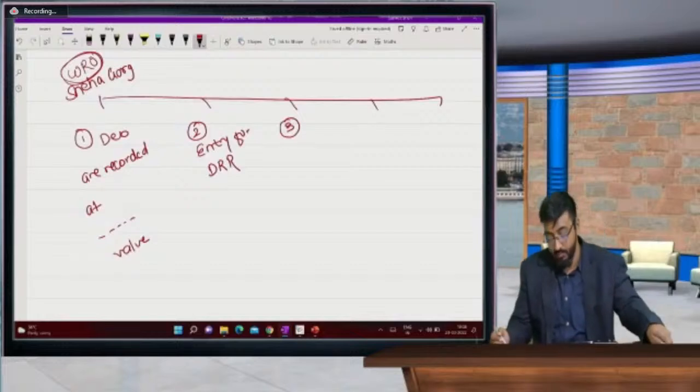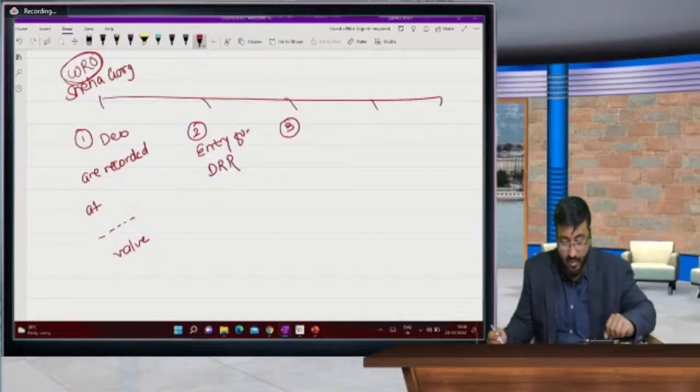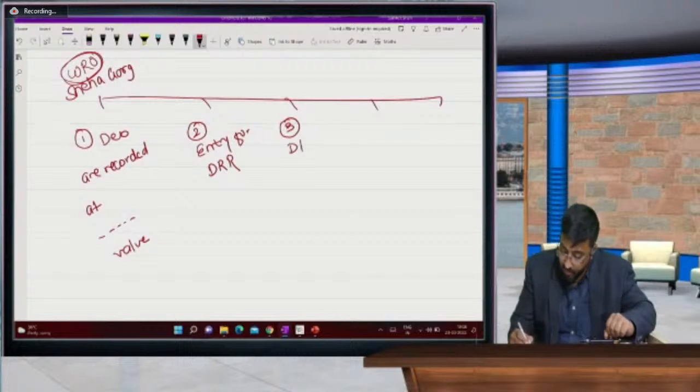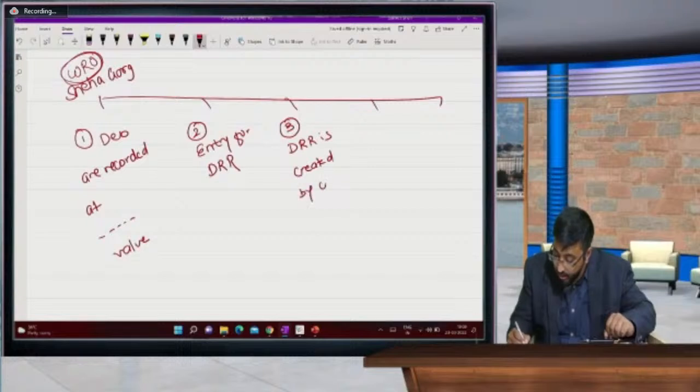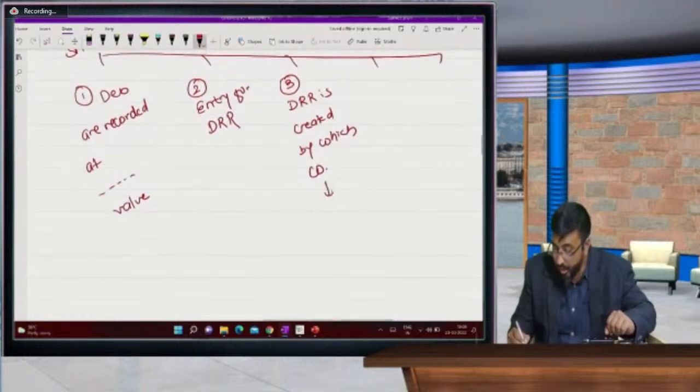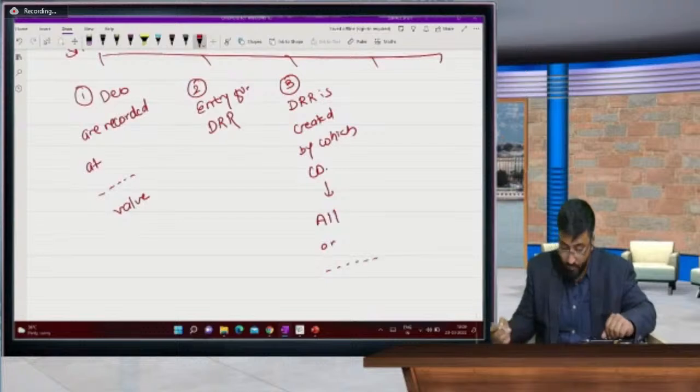Third question, DRR is created by which companies? All or any other option? All or whom? Listed company बेटा जिसके शेयर्स आर इजीली अवेलेबल. अनलिस्टेड कंपनी मींस जिसके शेयर्स आपको कंपनी में जाके लेने पड़ेंगे. इट इज नॉट अवेलेबल ऑन स्टॉक एक्सचेंज. सो दिस इज अ डिफरेंस बिटवीन लिस्टेड एंड अनलिस्टेड.